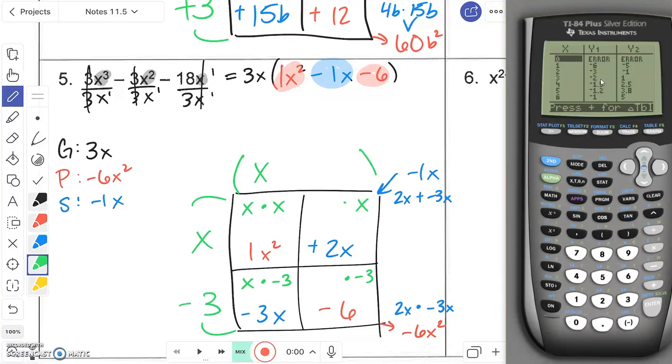So I'm looking for my last column. Blank times x gives me 2x. That's a 2, and then I want to check to make sure that also works below. 2 times negative 3 gives me negative 6. Great. So then that's 2. So I'm not going to forget my GCF, and that's going to be 3x times x plus 2 times x minus 3 as my final answer.